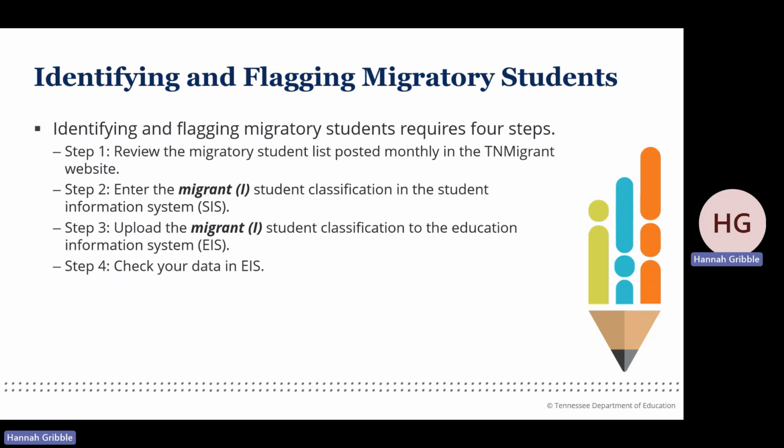Identifying and flagging migratory students requires 4 steps. Step 1. Review the migratory student list posted monthly in the TN Migrant website. Step 2. Enter the Migrant I student classification in the Student Information System. Step 3. Upload the Migrant I student classification to the Education Information System. Step 4. Check your data in the Education Information System.